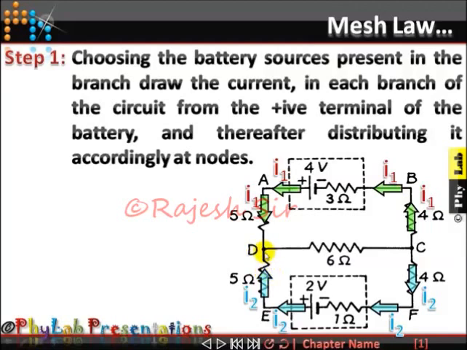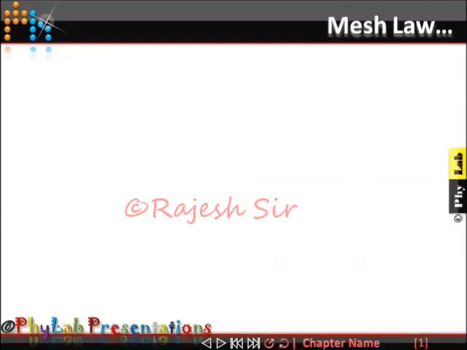Now at point D you can see I1 is coming from here, I2 is reaching from the bottom. Both the currents add at this point D, and the sum of these two currents, that is I1 plus I2, goes into the branch DC. That is how one should first distribute the current in the entire branch.